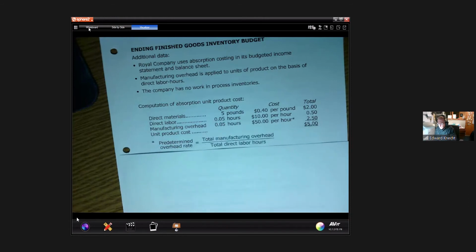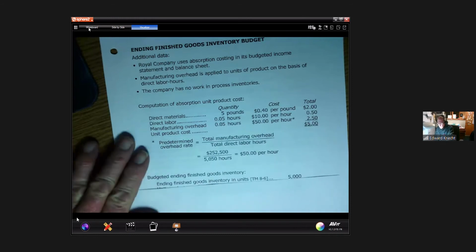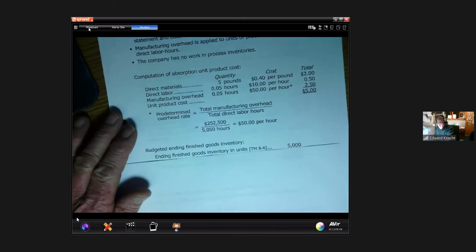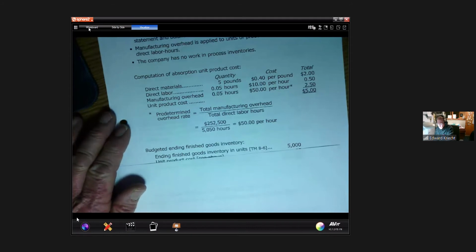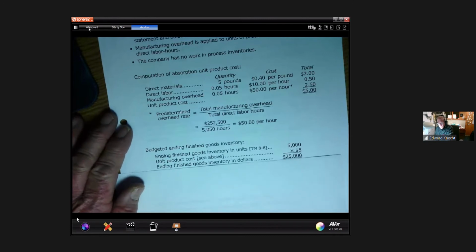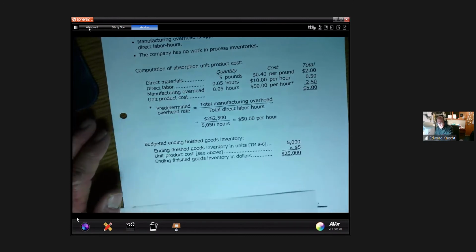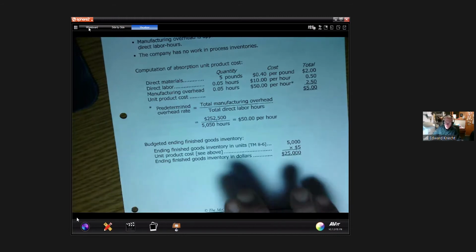Okay, so the predetermined overhead rate hasn't changed since the very beginning. It's your estimated total manufacturing overhead divided by your estimated total direct labor hours. So they have 252,500 divided by 5,050 hours. So it's $50 per hour. Budgeted ending finished goods inventory in units, 5,000. Our unit product cost is $5. So our ending finished goods inventory in dollars is $25,000. All right. Any questions so far?